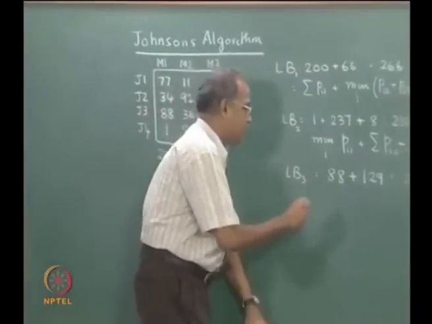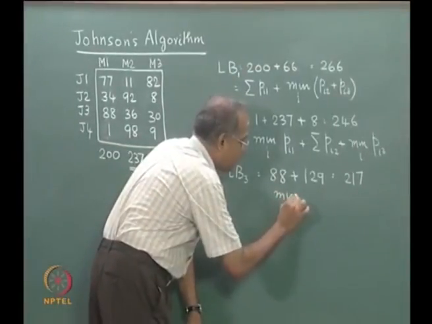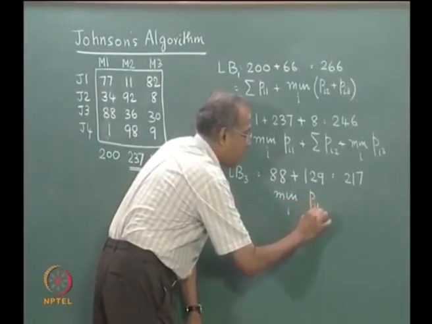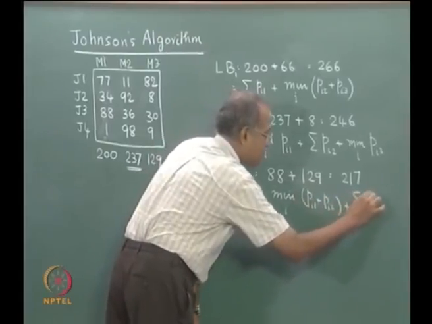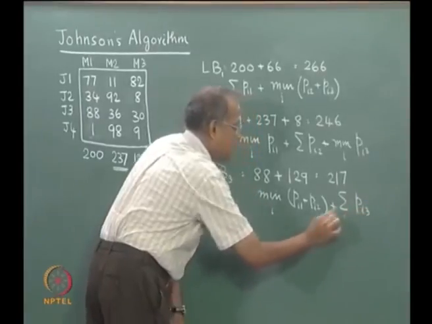Now, to write it in our notation, this will be minimum over I Pi1 plus Pi2, plus sigma Pi3 over I.